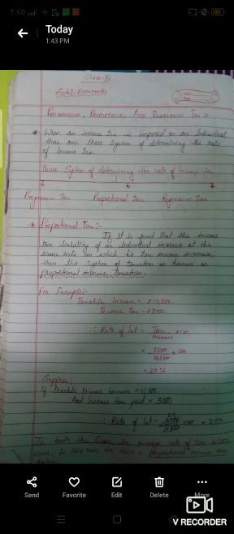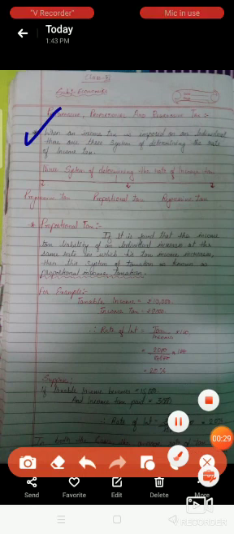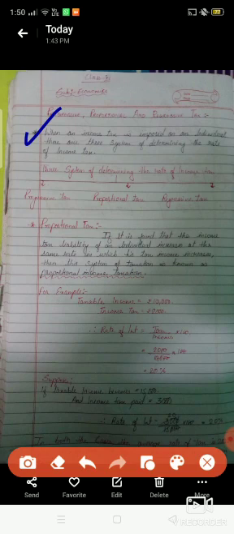Now, let us understand first what is income tax. When income tax is imposed on an individual, there are three systems of determining the rate of income tax. Income taxes are those taxes which are imposed on the income of individuals. So, there are three ways to impose the tax on the individual's income. First is progressive tax, second is proportional tax, and third is regressive tax.